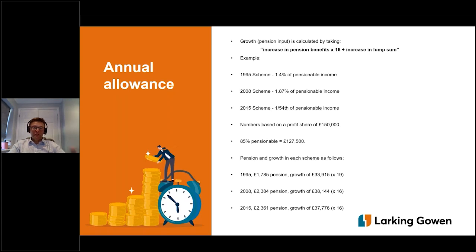Just before we get to the numbers, I've listed out the accrual rates under each scheme, which we have covered previously, but just to give a bit more detail this evening: the 1995 scheme, the pension that you accrue each and every year is 1.4% of your pensionable income. If you remember the 2008 scheme, it's 1.87%. And if you remember the 2015 scheme, it's 1/54th, which equates to 1.85%.